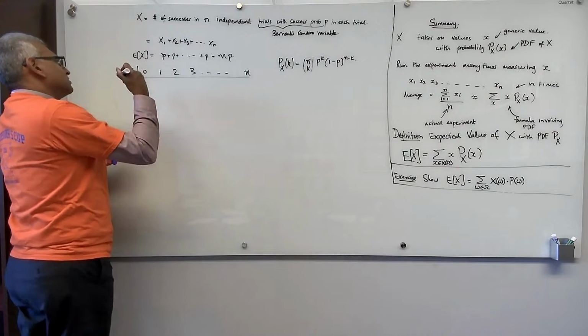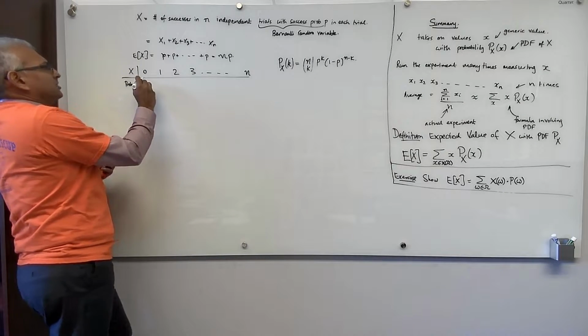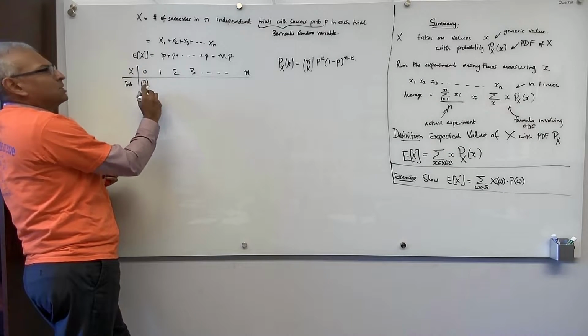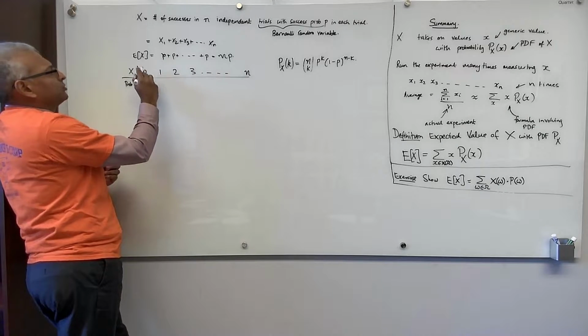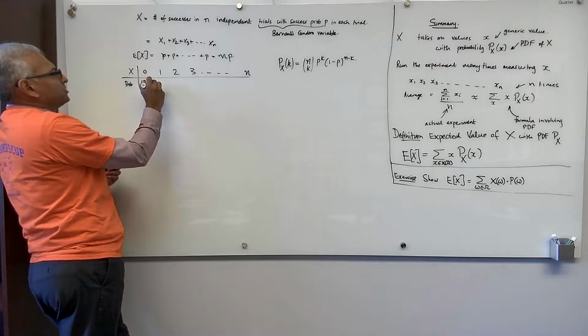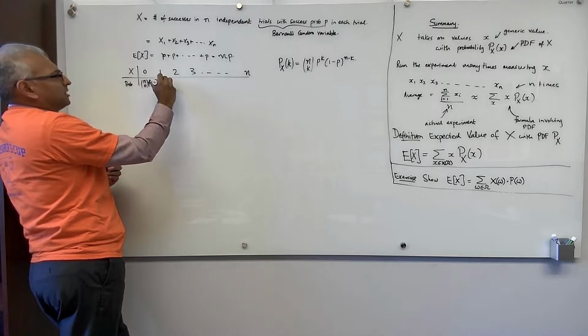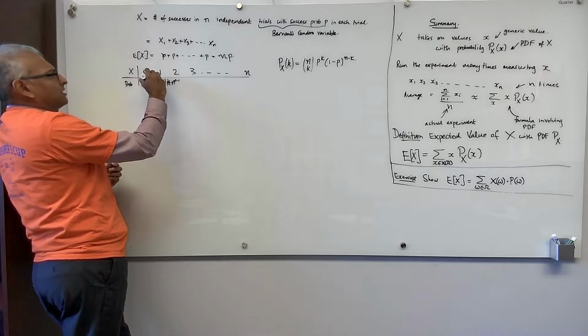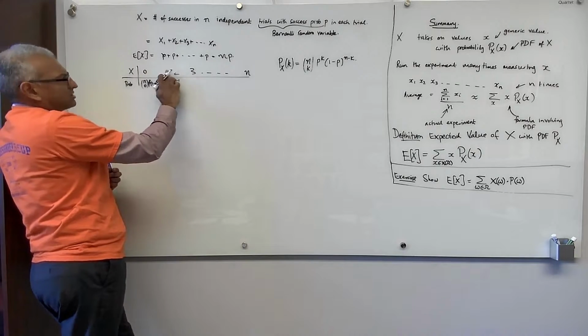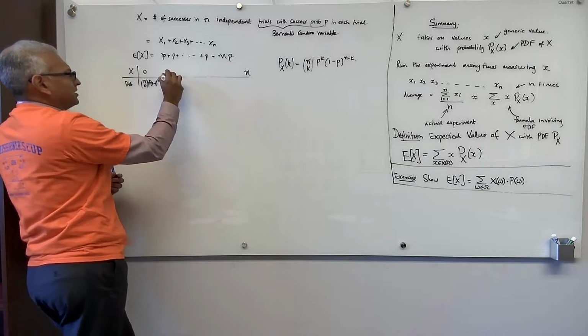Okay, so here, the probability is n choose 0, p to the 0, 1 minus p to the n. And then n choose 1, p to the 1, 1 minus p to the n minus 1. So that's 0, that's 1. Let me rewrite this as 1.